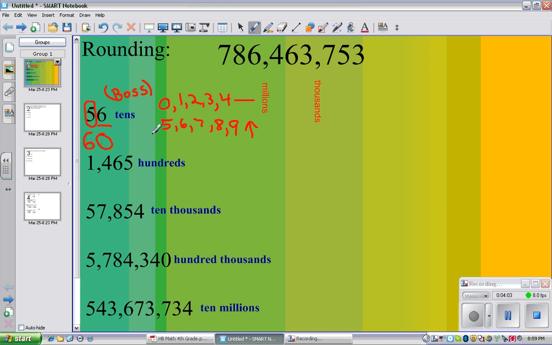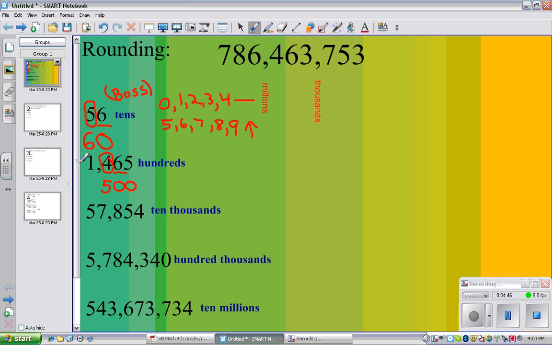Well, let's go a little bit faster. In the number 1,465, let's round to the nearest hundreds. Remember our pattern, ones, tens, hundreds. The 4 is in the hundreds place. So let's circle the number we're rounding to, the hundreds, and underline the boss. Remember, the boss is always immediately to the right of the circled number. As you can see by our chart up here, the boss is a 6. Since the boss tells us what to do, we need to round up. The 4 will no longer be a 4, but will be changed to a 5. The rest of my digits, the 6 and the 5, then become zeros.